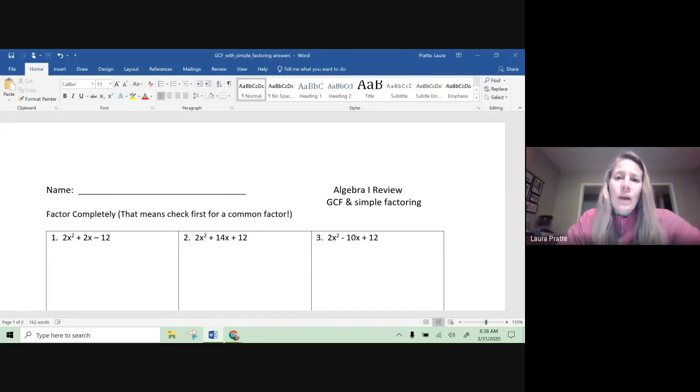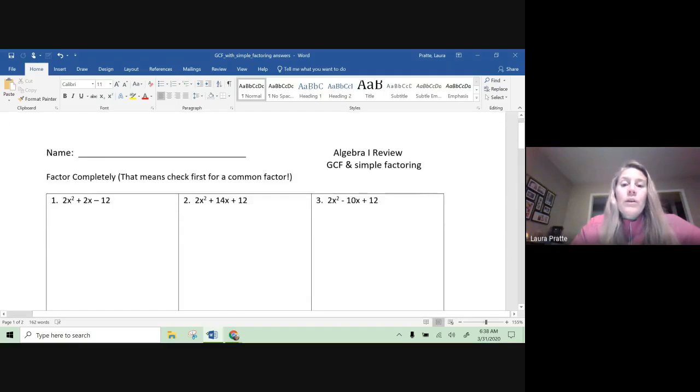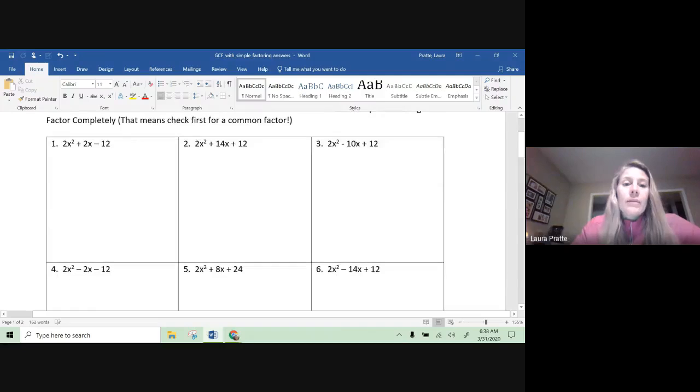In Algebra 1, we don't have too many steps going on, but when you get into higher levels, you might have problems where you have to factor a couple layers down. But for our purposes today, we're just going to really focus on getting out a GCF first and then factoring from there.